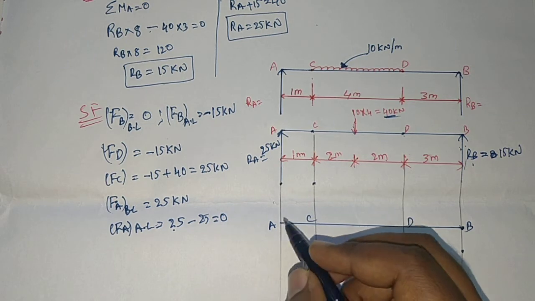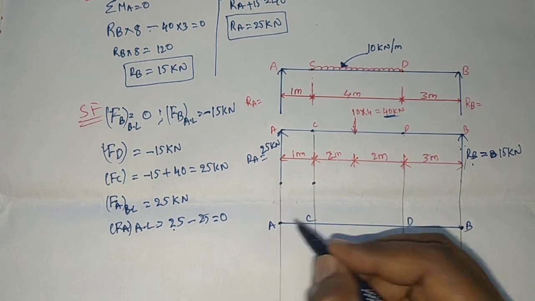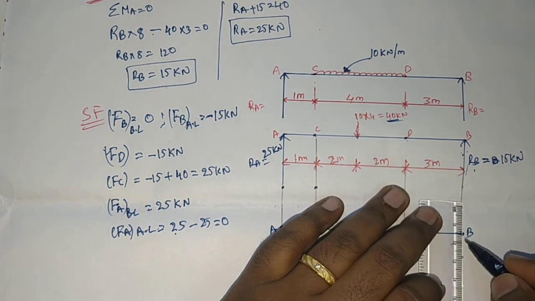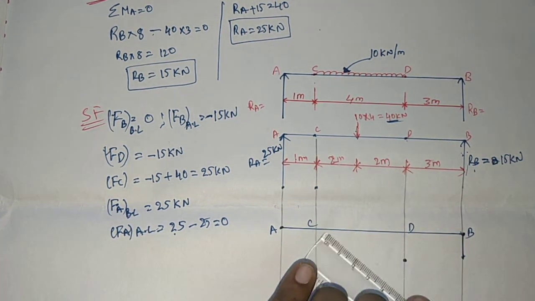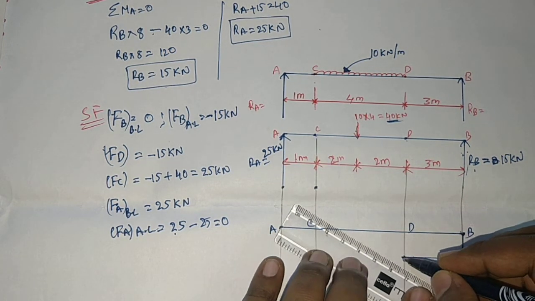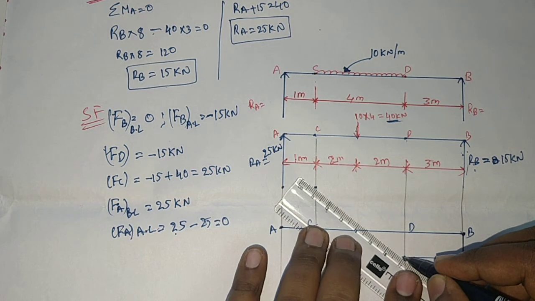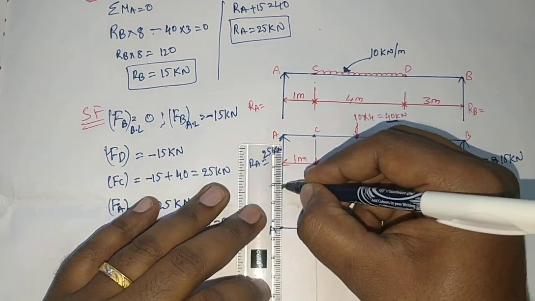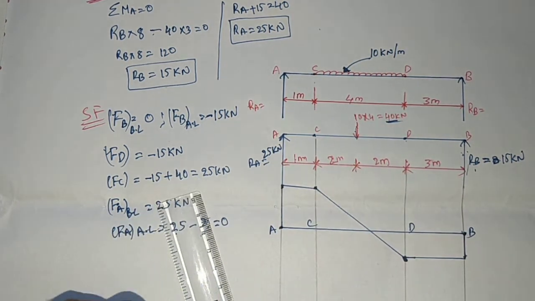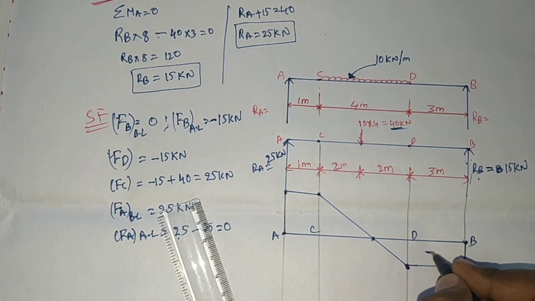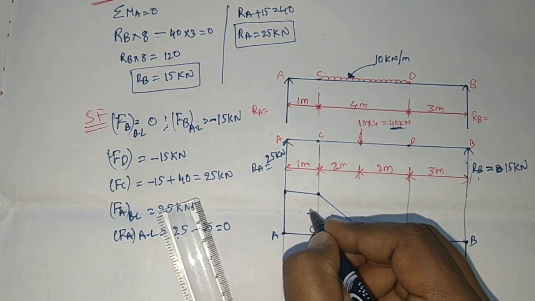Next, shear force at point A before load is 25. Shear force at point A after load is 0. Okay, by using these values draw the variation of shear force. Okay, it is the shear force diagram for the beam. From this point to this point is negative and this point to this point is positive.